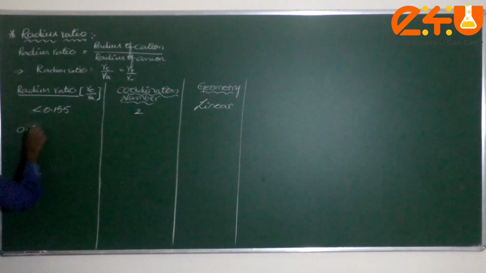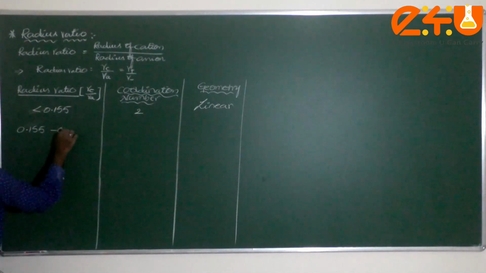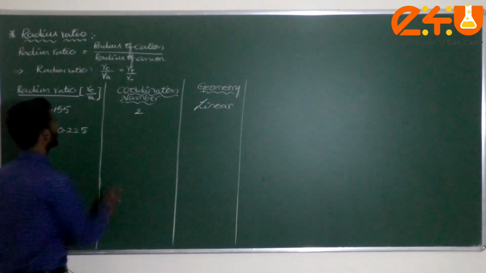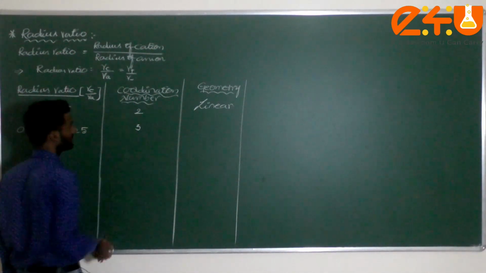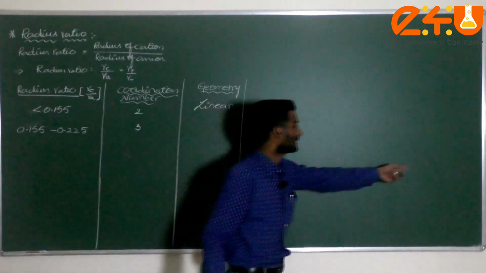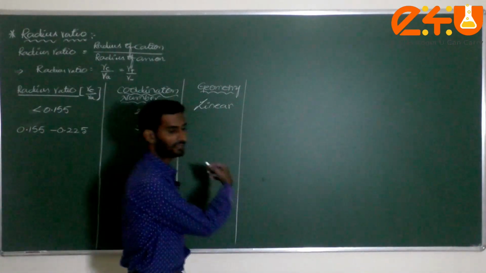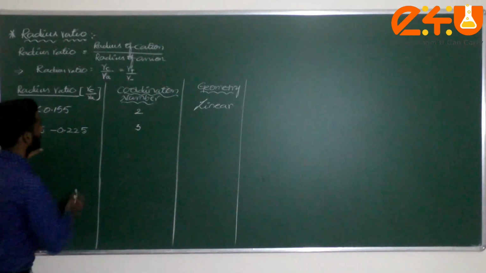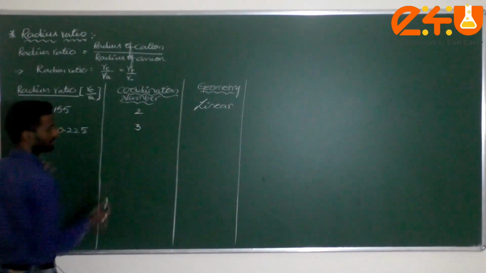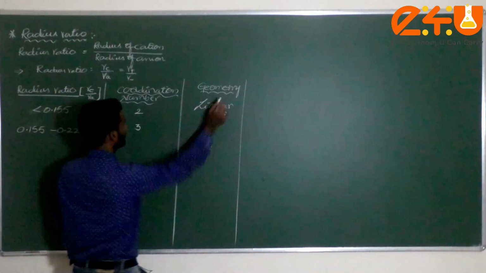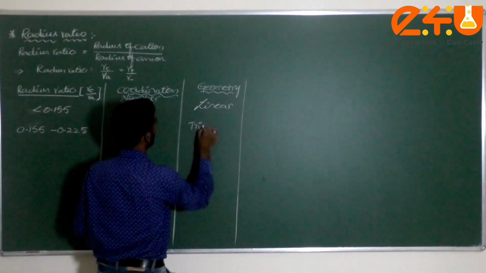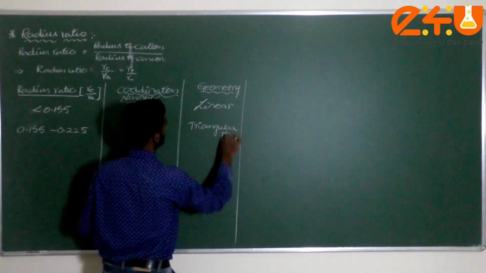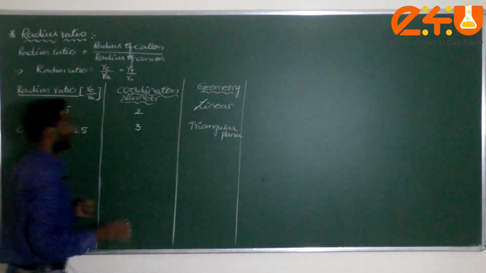Next, the radius ratio range from 0.155 to 0.225, its coordination number is 3. Just now we calculated it: the radius ratio for triangular planar is 0.155, and its coordination number is 3. Am I correct or not? Then what is the geometry here? Triangular planar. Am I correct?